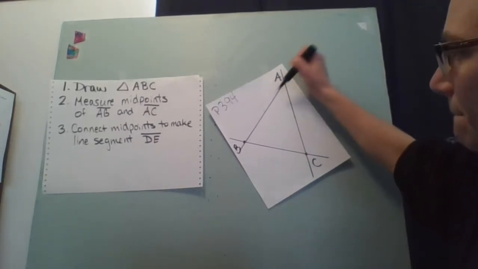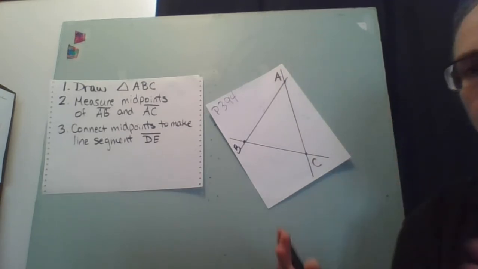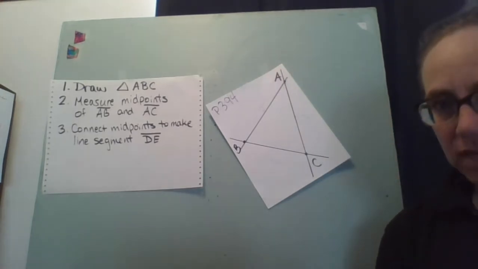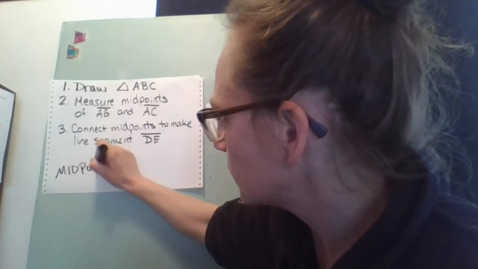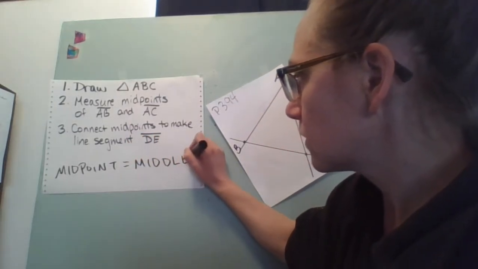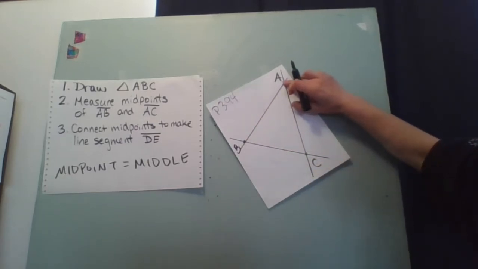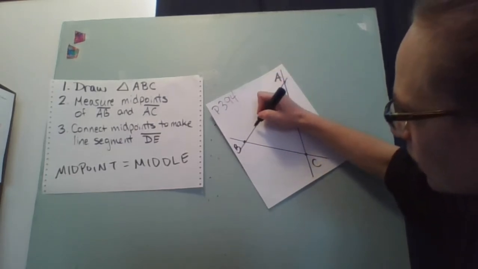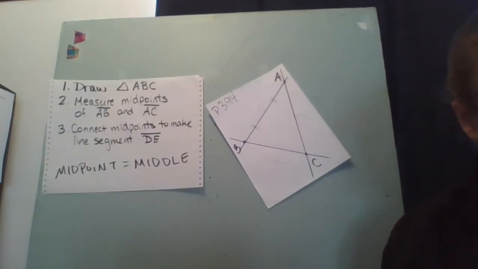And then I want to measure the midpoint of this line. So midpoint means middle, okay? So I have to measure this line, and then I have to split it up so that way this side is the same length as that side, okay?